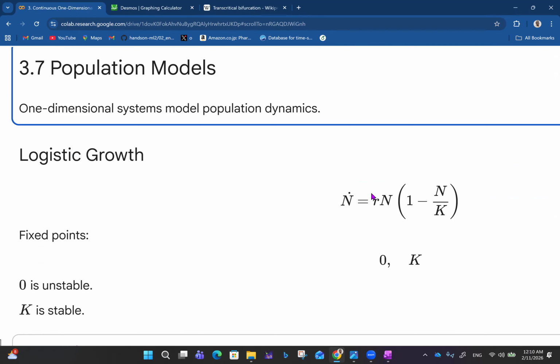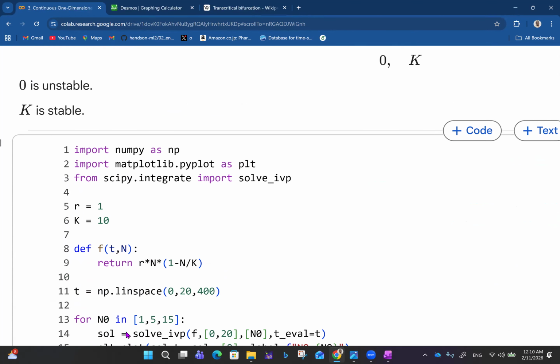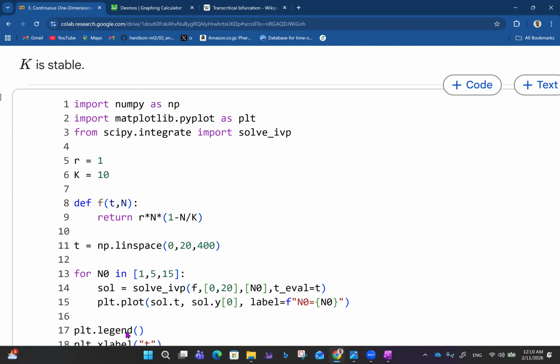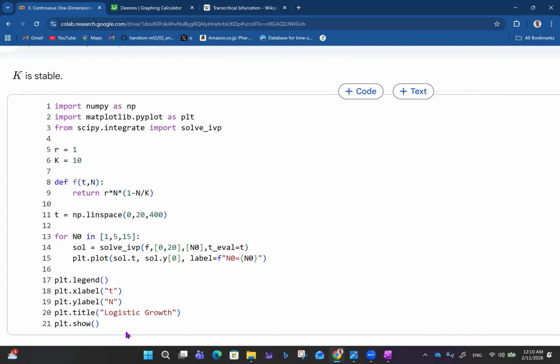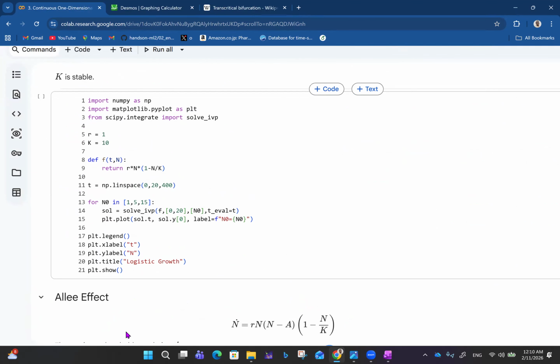So this is the equation for logistic growth. If you solve this, you have fixed points at 0 and K. 0 is the point of extinction of the population, and K is when the population has reached the carrying capacity. If you do the analysis, you discover 0 is an unstable equilibrium, and K is a stable equilibrium because that's the carrying capacity. That's more like when you have an optimal population, if you like.